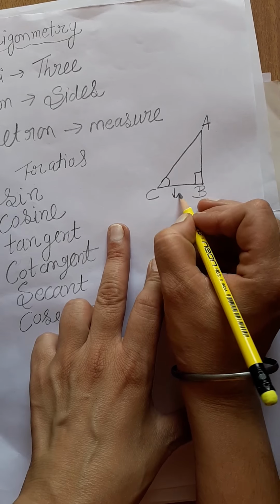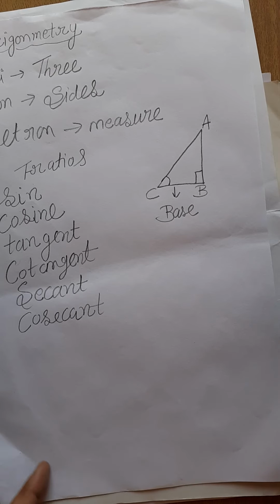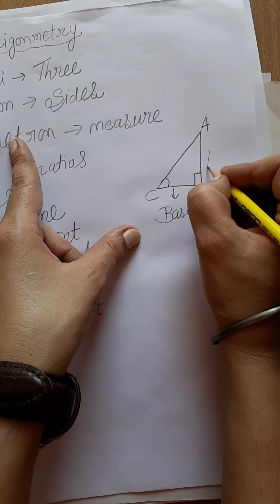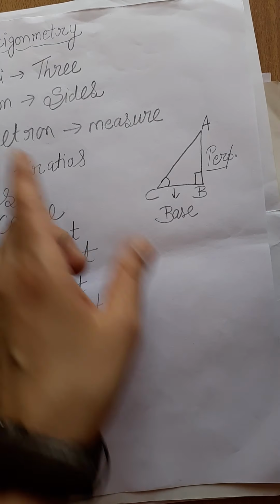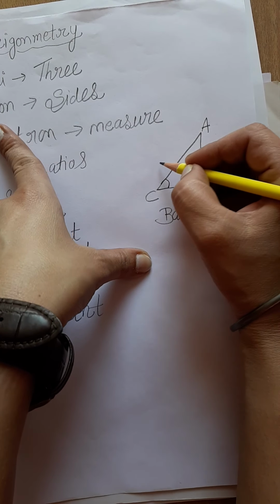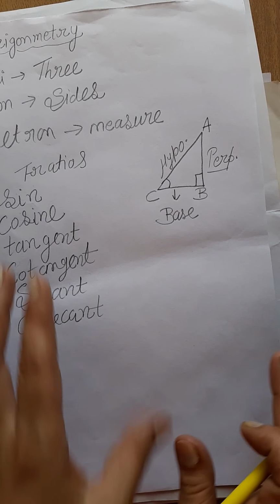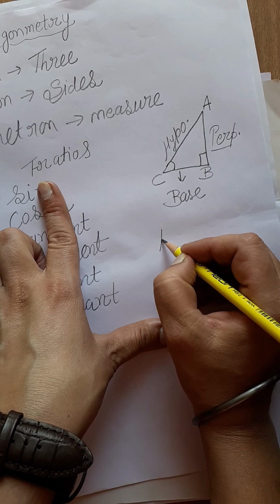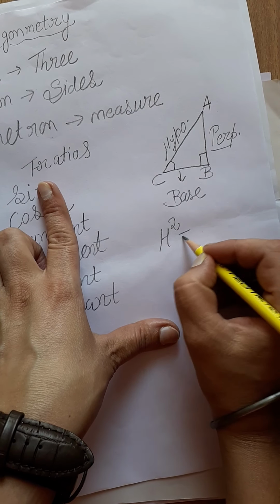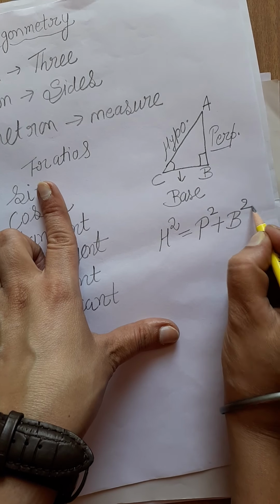You know that this side is called the base of the triangle. We name it as the base of our triangle, and this is the perpendicular, which we call height also, and this one is the hypotenuse. Okay, and we know the formula of the Pythagoras theorem. Pythagoras theorem is that hypotenuse square is equal to p square plus b square.